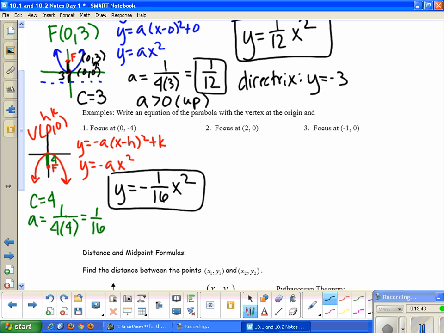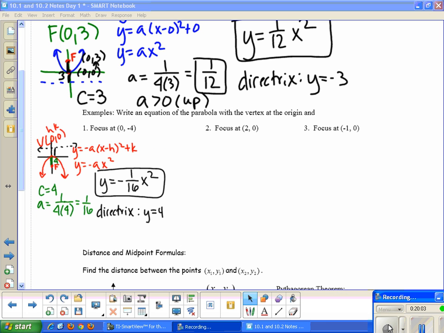And if I wanted to write the directrix, now notice that my directrix would be up here, and the distance from here to here has to be the same as the distance from my vertex to my focus, which we said was 4. So now I'm going up 4, so my directrix would actually be at y equals 4. And I know the problem didn't ask me to find the directrix, but since we're already doing it, we might as well write it out.